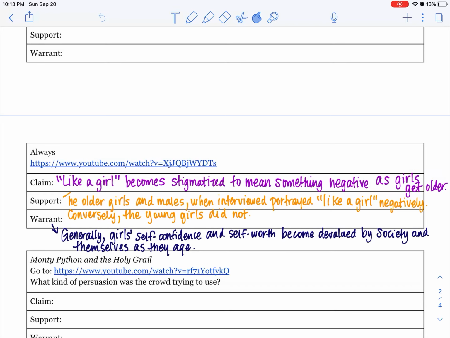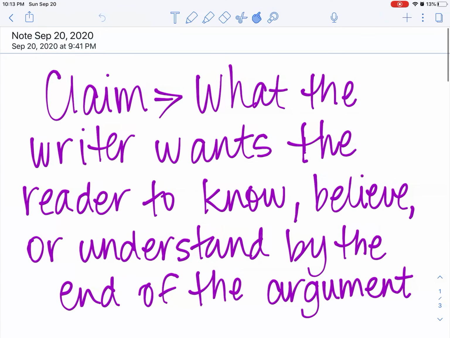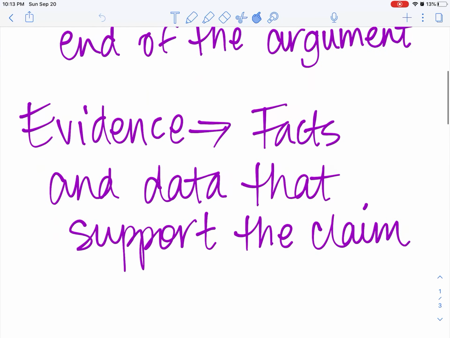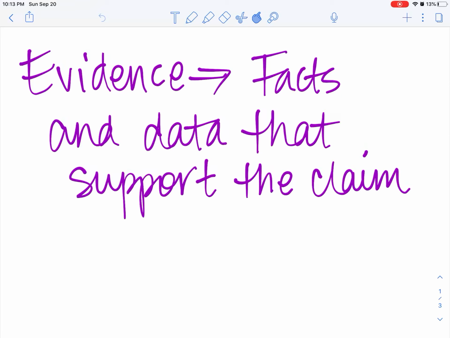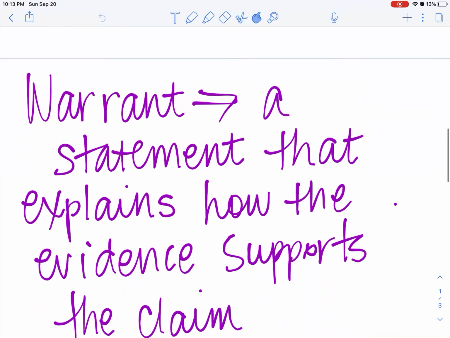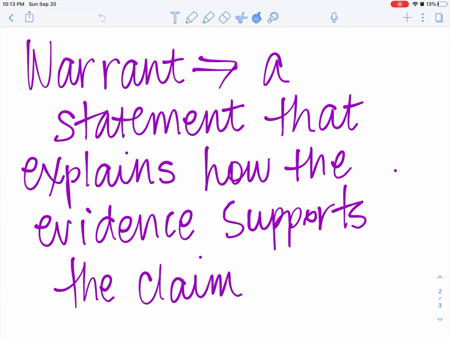So the warrant, let's go back to notes. Okay, so if the claim is what the writer wants the reader to know, believe, or understand by the end of the argument, the claim here is that as a girl ages, like a girl becomes something negative to her. The evidence is the facts and data used to support the claim. And here it was these interviews of men, boys, and older girls. The warrant is a statement that explains how the evidence supports the claim. Now, here's the thing. Again, it's a statement that explains how the evidence supports the claim.